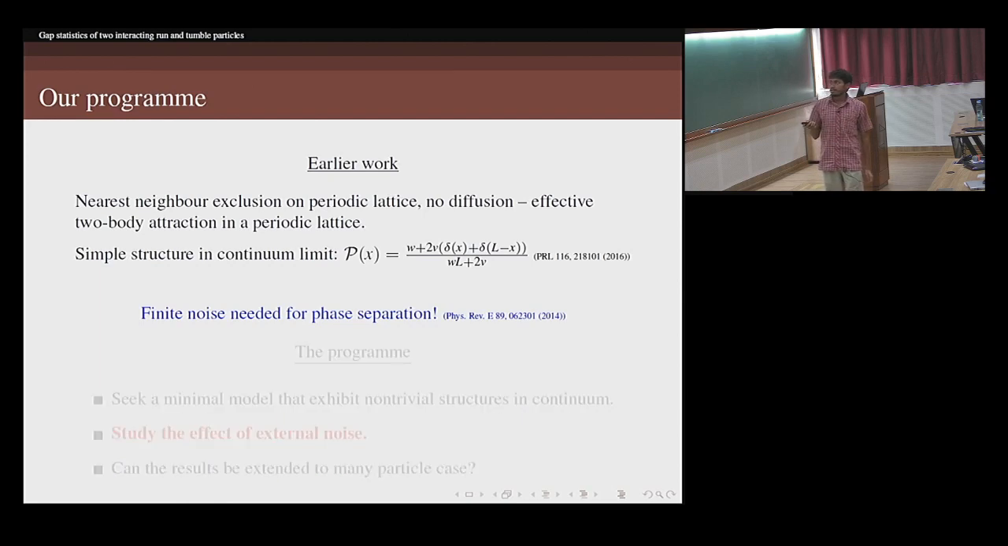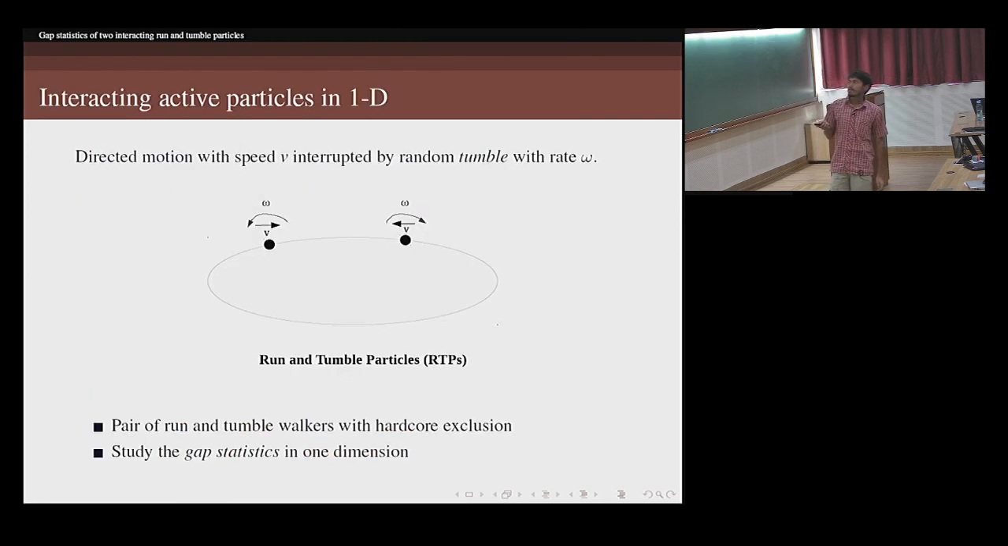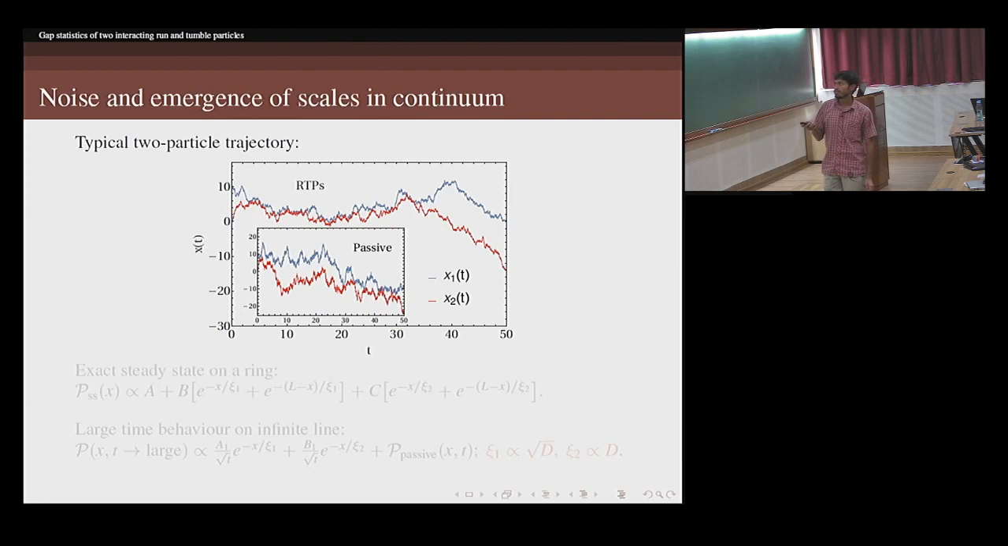So we take this model, and I will first show you the trajectory. This is the trajectory of two run and tumble particles subject to external noise. It is known that for a single particle, you can devise an effective passive description so that their long-time behavior is the same. But as soon as you introduce two interacting particles, the nature is very different. You can see that these two are run and tumble particles, and these two are the effective passive particles.